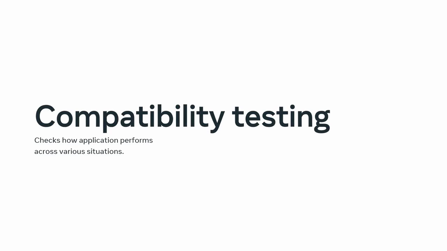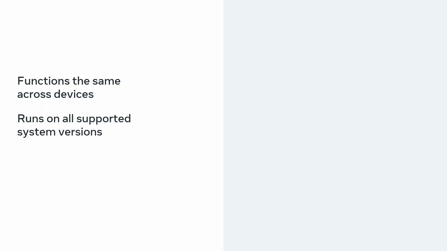Next, you have compatibility testing, which is focused on determining how well the application performs across different situations. During this phase, it examines if the application looks and functions the same on all the hardware devices it supports, can run on all the supported versions of the system it's targeting, and works well given different network conditions like speed and reliability.